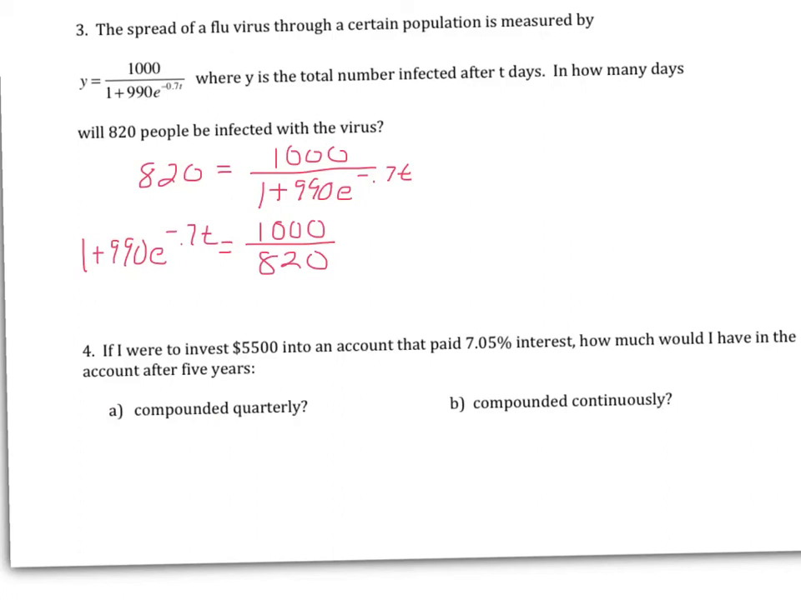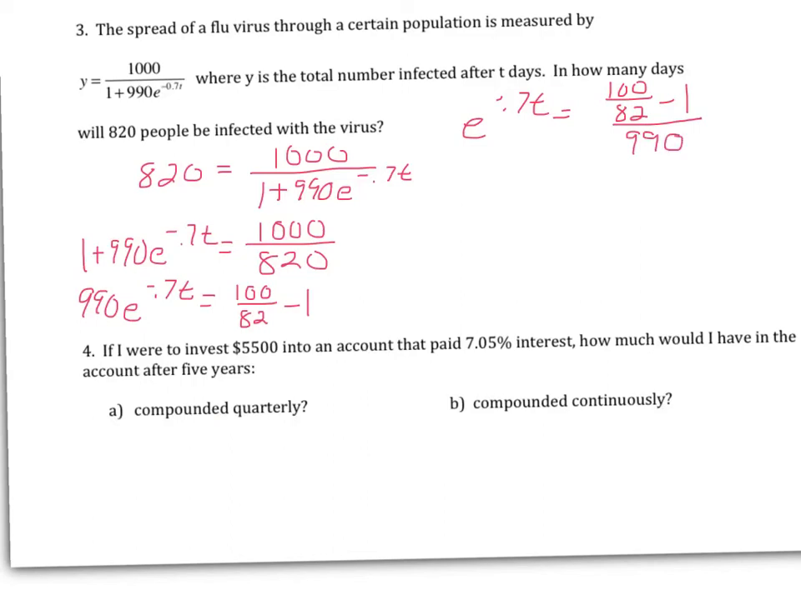So first thing I'm going to do is subtract 1. So 990e to the negative 0.7t will equal, well, I can cancel out a 0, so we'll say 100 over 82 minus 1. And then I'm going to divide that by 990. So e to the negative 0.7t will equal 100 over 82 minus 1 divided by 990.